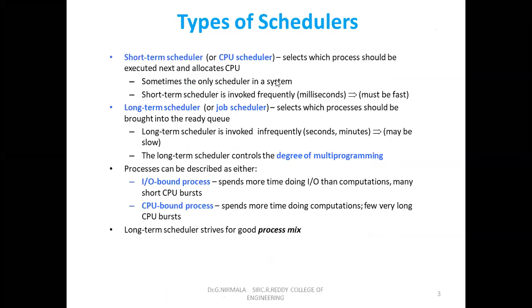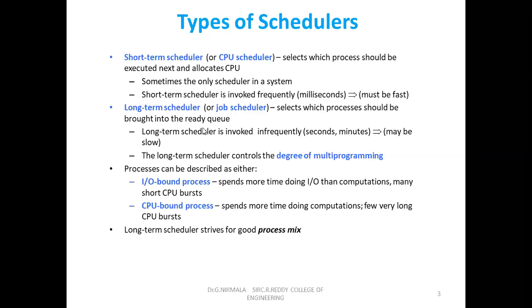What do you mean by a long-term scheduler? The long-term scheduler, or job scheduler, selects which process should be brought into the ready queue. Whenever a user wants to create a program, all the programs are available in the secondary storage or hard disk. From the hard disk, with the help of a swapping operation, it moves the programs that are going to be executed by the user, from user mode to kernel mode. That is done by the long-term scheduler or job scheduler.